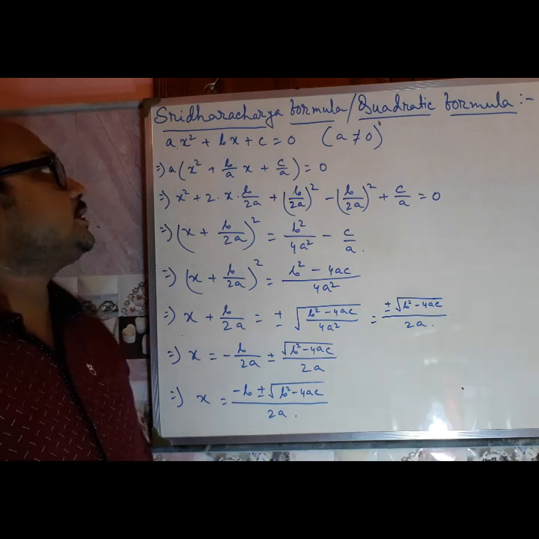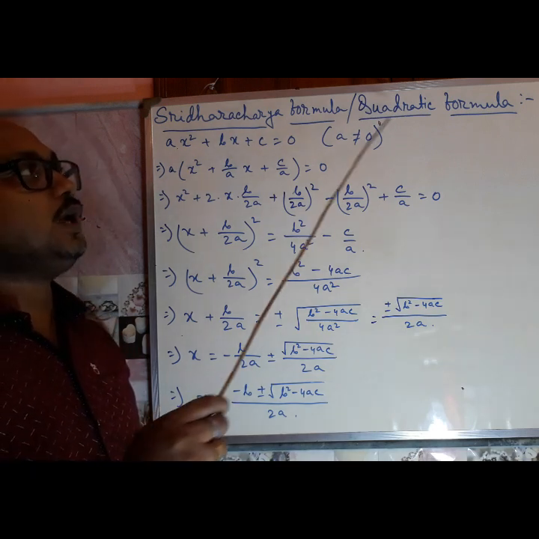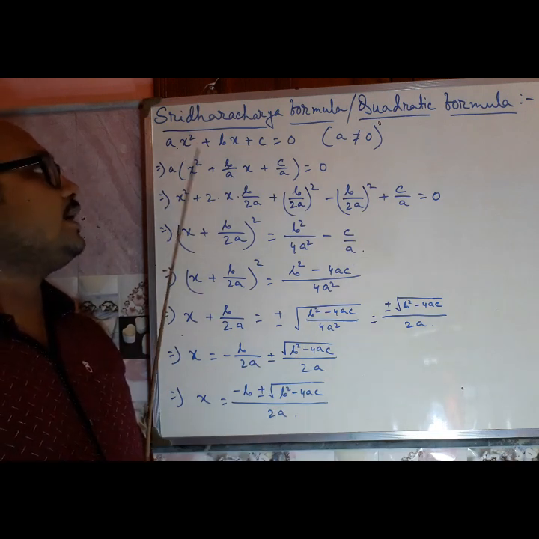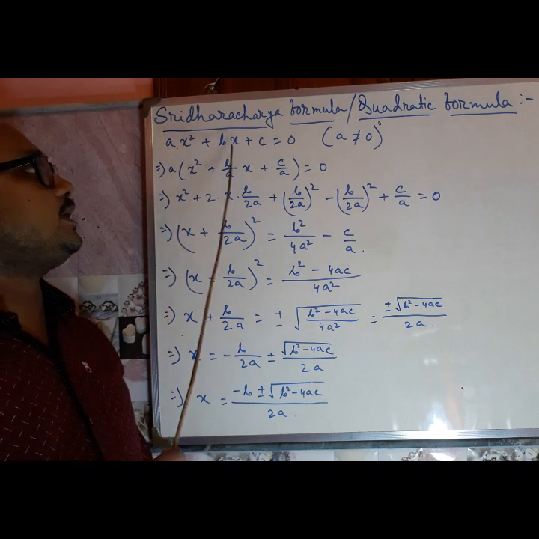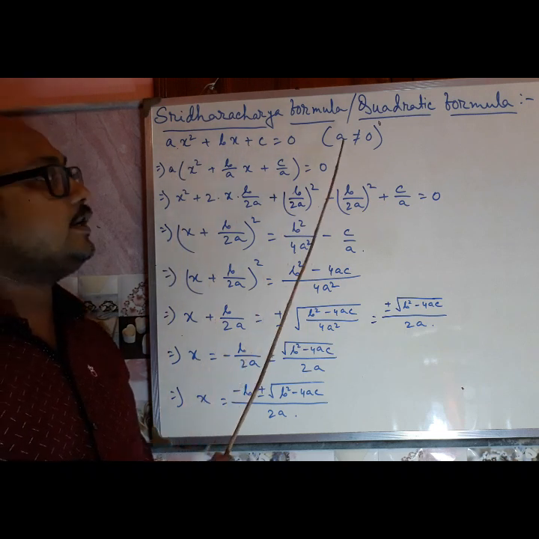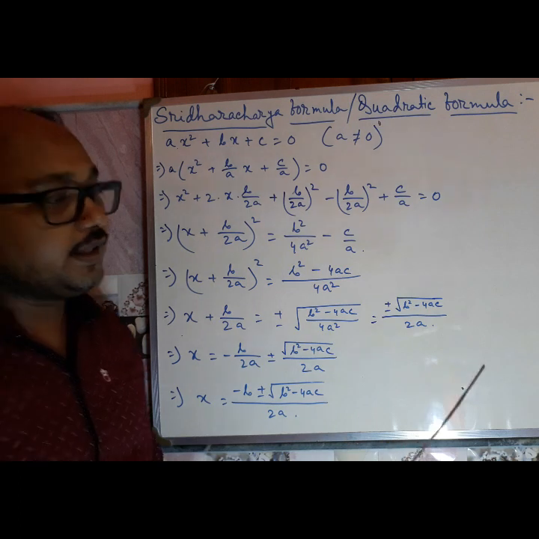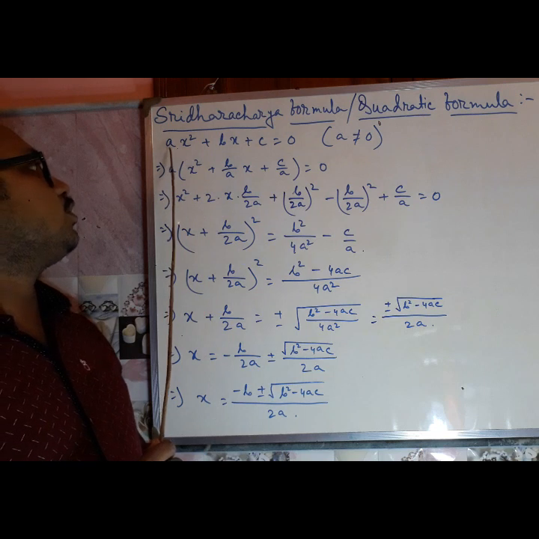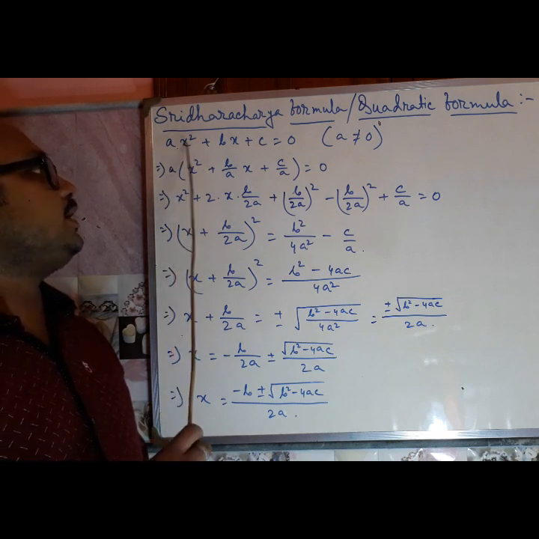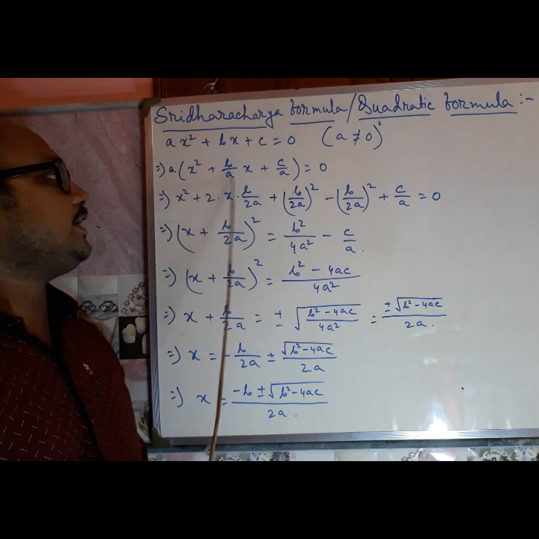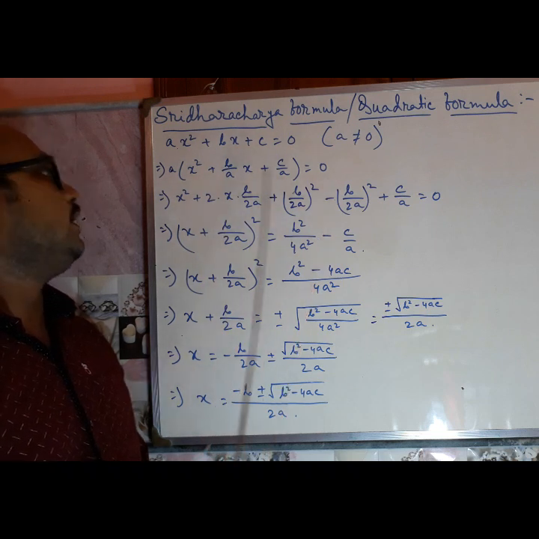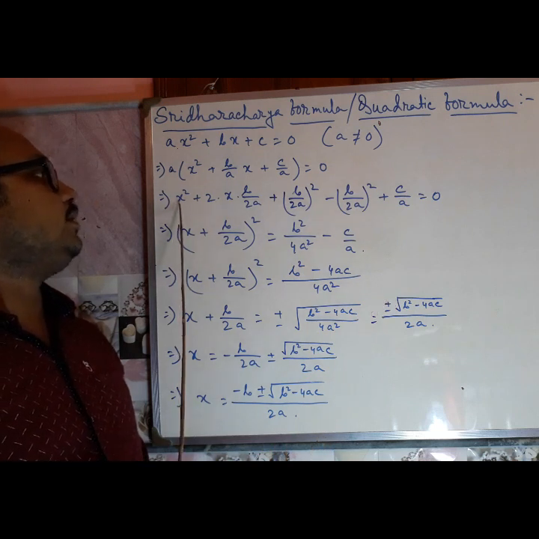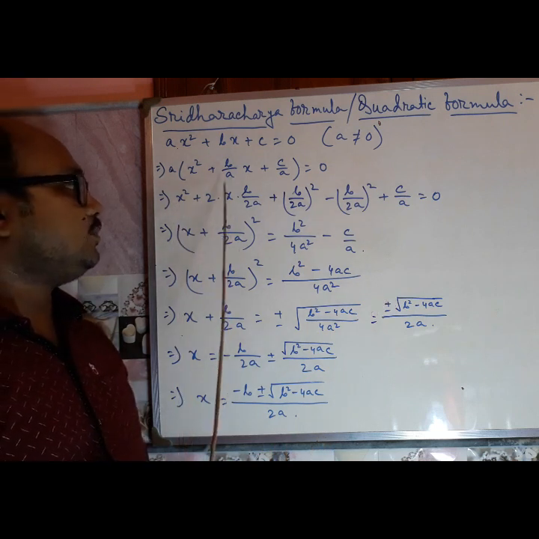Now we shall establish the Siddharacharya formula or quadratic formula. Suppose a quadratic equation is given: ax square plus bx plus c is equal to 0, where a is not equal to 0. Then, using the process we learnt in the completing square method, by taking the coefficient of x square common, the expression will be x square plus b by a into x plus c by a is equal to 0.